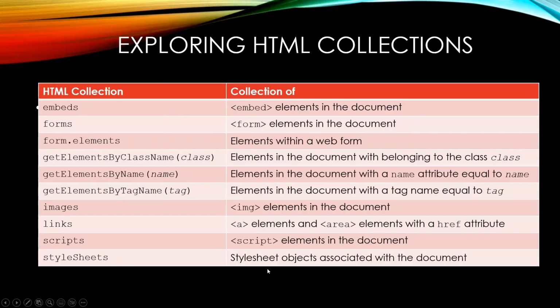We have a bunch of different collections in HTML that we can use in our JavaScript to benefit. So here we've got embeds. It will embed an element. We've got forms, which are form elements in a document. We've got form.elements, elements within the form. Get elements by class name, get elements by name, get elements by tag name.